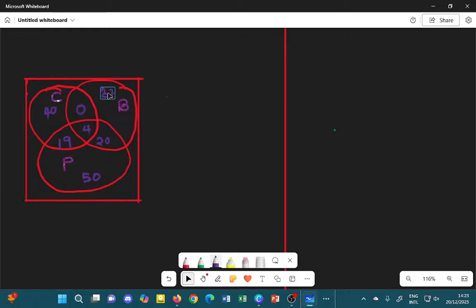This plus this gives us 77, 81 plus 19, that's 100, plus 50, that's 150, then plus 20, that's 170. And the total respondents were 175. So it means the other 5 did not answer. They did not pick any choice out of the ones that were given. So that 5 we get here.